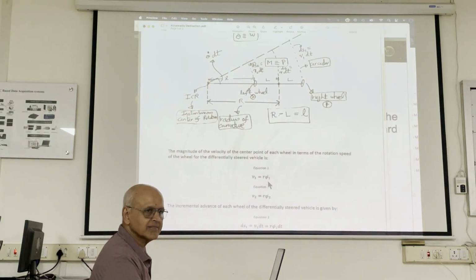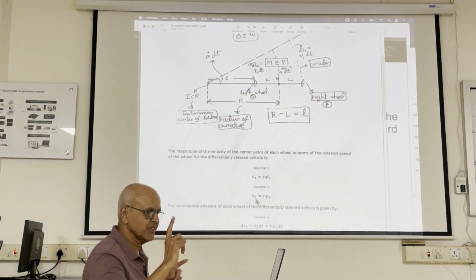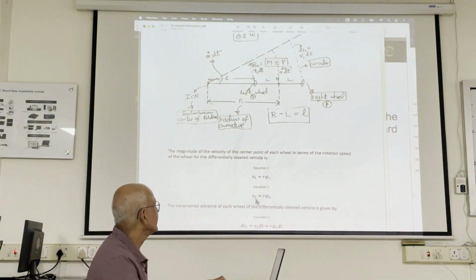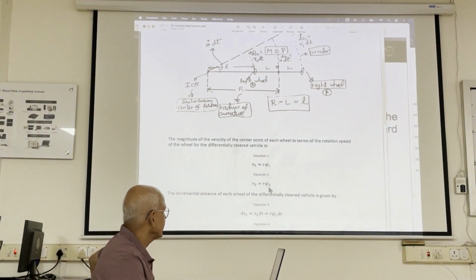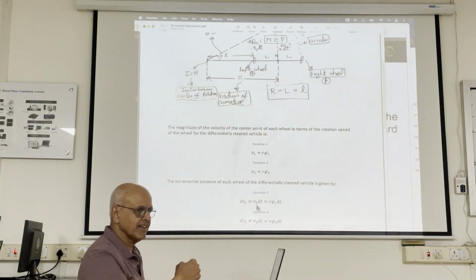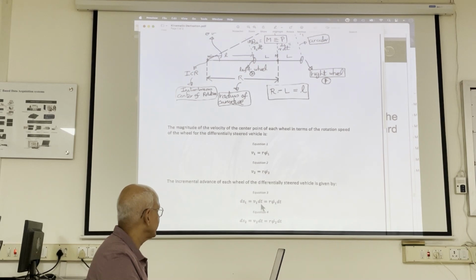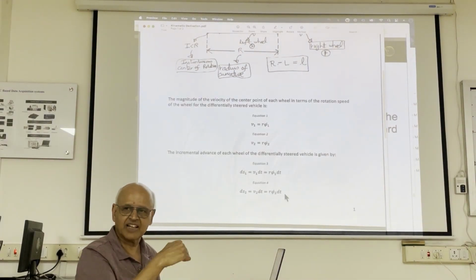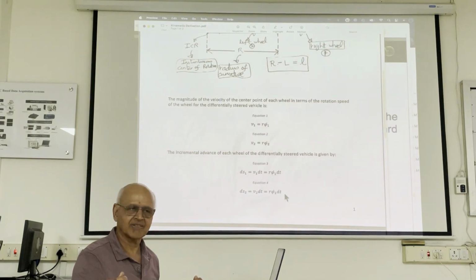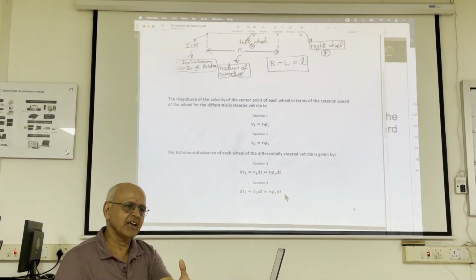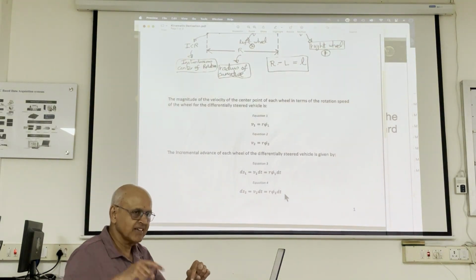V1 is equal to R phi1 dot. And V2, remember, you don't know this because you haven't worked on this enough. 1 is right wheel, 2 is left wheel. So V2 is R phi2 dot, right? And ds1, the amount by which the wheel rolls out, is V1 times dt. So R phi1 dot dt. Are you with me so far? Yeah. And ds2 is V2 dt, which is equal to R phi2 dot dt. So what do you think the midpoint is going to be? It's going to be the average of the two. If you found how much the left wheel has rolled out in time dt and how much the right wheel has rolled out in time dt, then for the midpoint, you take the average of the two.